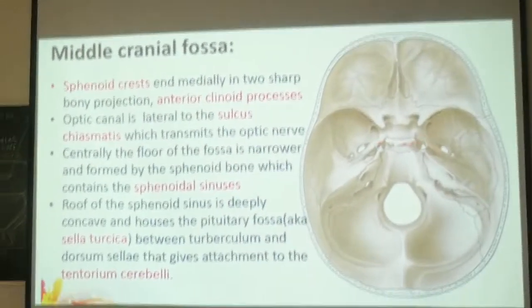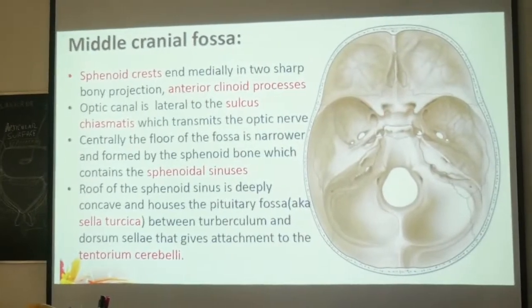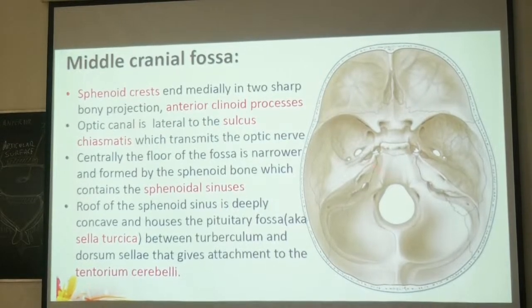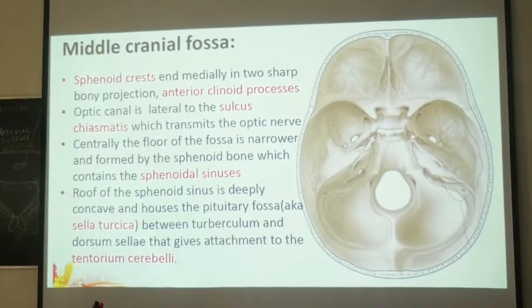It houses the pituitary gland, that's why it is named the pituitary fossa or sella turcica. Here is the sella turcica, and this lies between the tuberculum sellae in front and the dorsum sellae behind. The projections on the two sides of the tuberculum sellae are known as the middle clinoid processes, and the projections on the two sides of the dorsum sellae are known as the posterior clinoid processes.